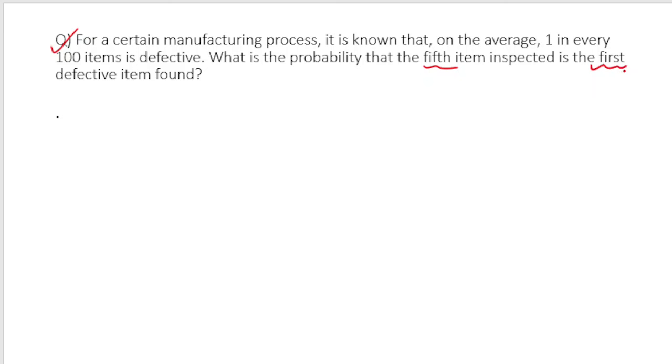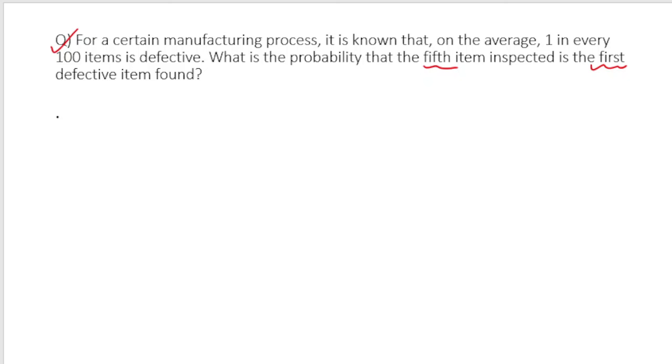First defective item. We are looking for the first success, not the kth success. So we will not use the negative binomial distribution. Actually, it is not right to say that we will not use the negative binomial distribution, because geometric distribution is just a special case. But just for the sake of simplicity, I'll say that I will use the geometric distribution. So what is the probability that the fifth item inspected is the first defective item that we are going to get? So to solve it, how should we proceed? Let me explain through this example again.